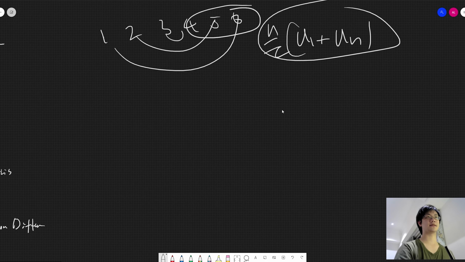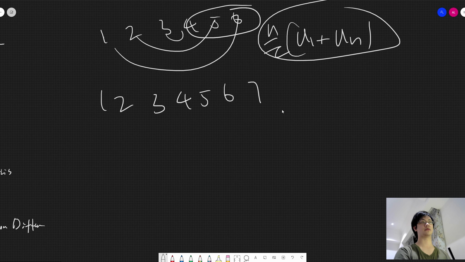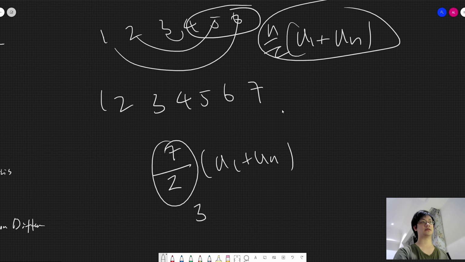Why does this work with an odd number of terms? A very simple example. I don't think you really want to know the proof of this. So right, I still do 2 over what? How many terms? 7, right? Times u1 plus un, right? So this 7 over 2 can be separated into 3 plus half, u1 plus un.